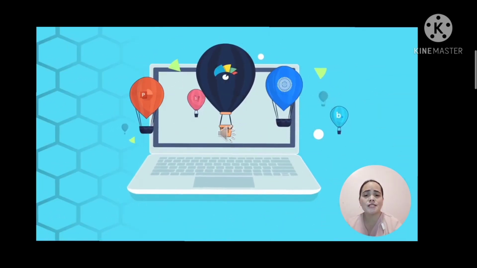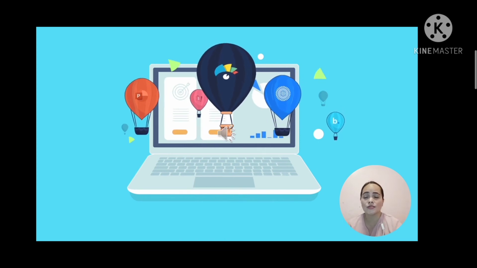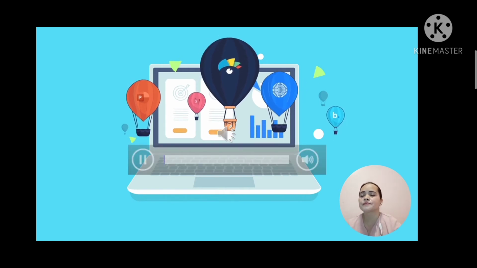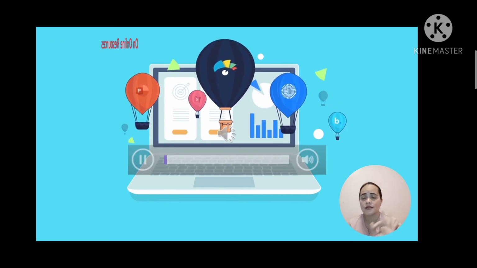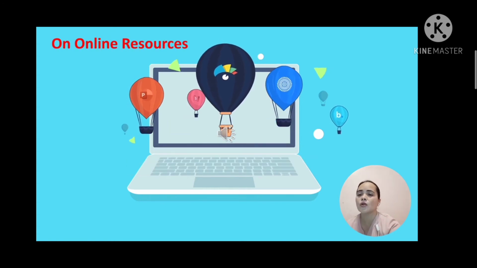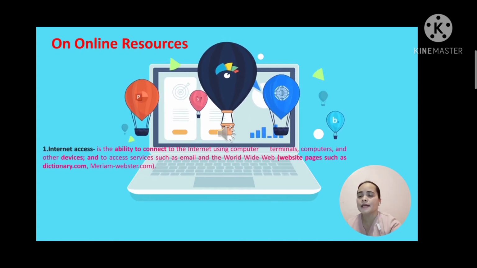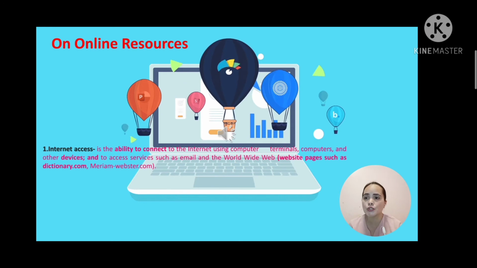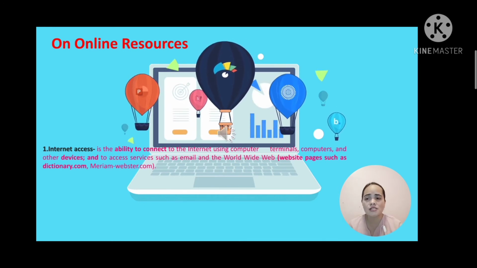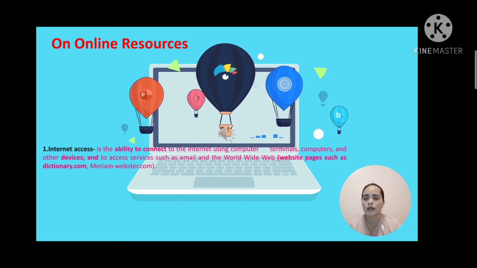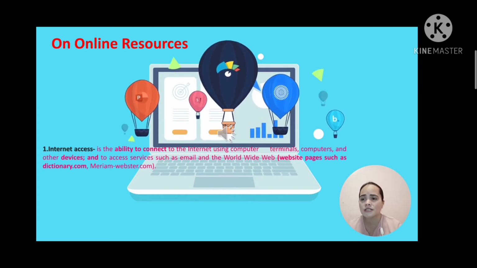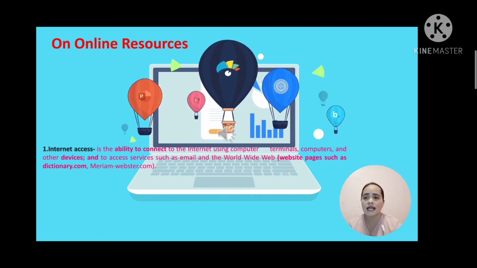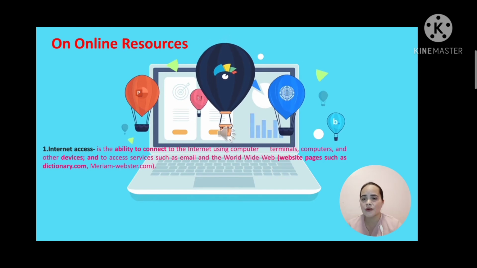Now, let's proceed to the third, the online resources. I hope you are all clarified about dictionary and thesaurus. So for online resources, we have three important things. First, we have internet access, which is the ability to connect to the internet using computer terminals, computers, and other devices, and to access services such as email and the World Wide Web, website pages such as dictionary.com, merriam-webster.com. Now, the access of the internet gives us vast information.